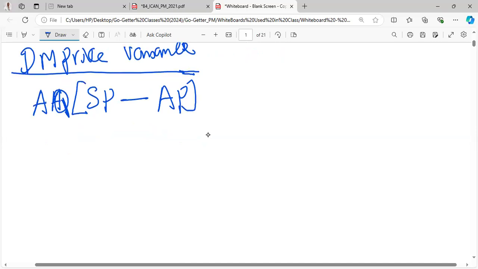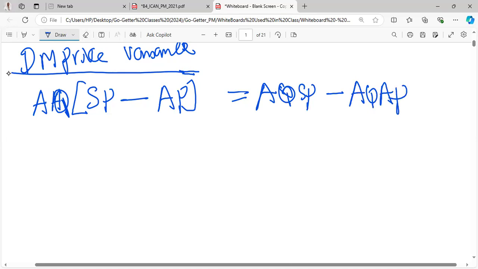If you want to expound it again, it will be actual quantity standard price minus actual quantity actual price.